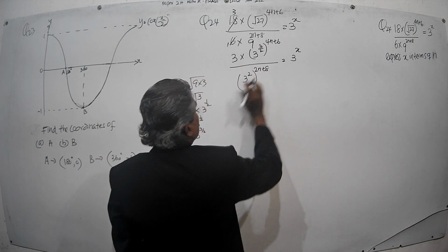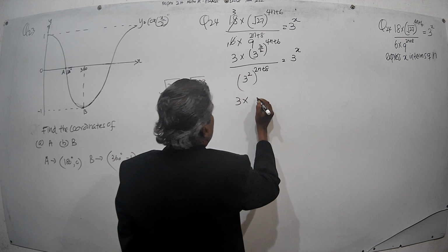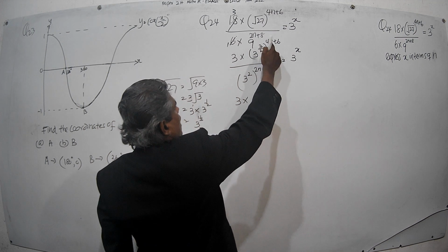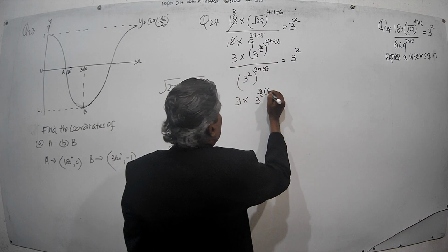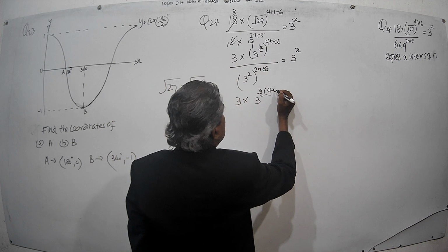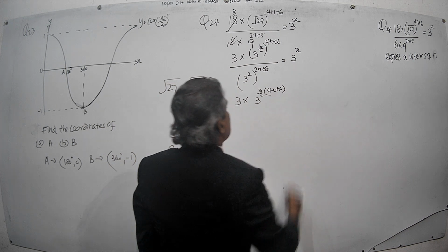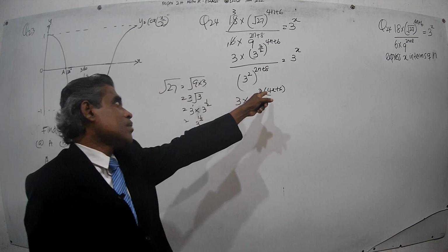Here also the same way. Then 3 into what? 3. Then multiply this by this, you will get 3 over 2. Then 4n times 3 over 2 times 4n plus 6. We don't multiply at first. We just show the multiplication and remove the bracket.